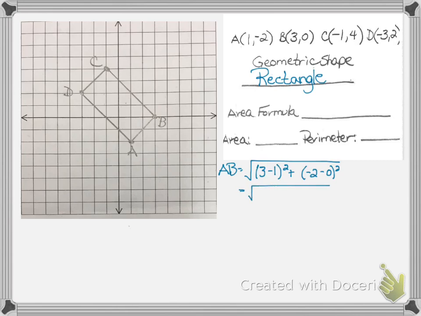So let's keep going with this. 3 minus 1 is 2, so it's 2 squared plus negative 2 squared, which ends up being the square root of 4 plus 4, which equals the square root of 8. And so we've got to simplify this. Simplify the square root of 8. Simplify the radical.